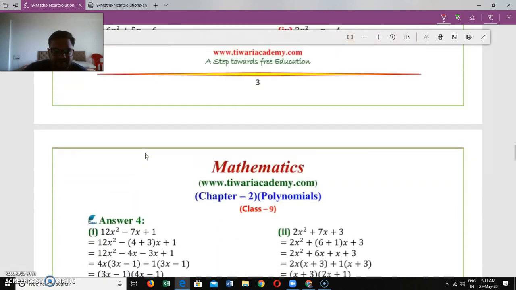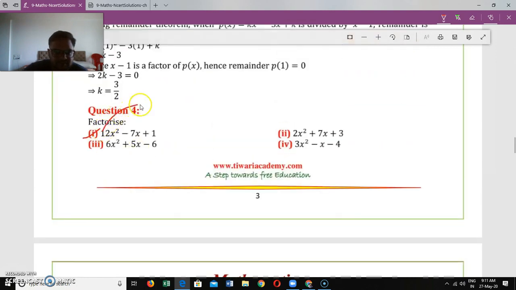As I said, we have to first multiply this 12 with this 1. So 12 ones are 12. We have to go with such factors of 12 that on plus and minus, we must get the middle term 7. So we'll say that 4 3s are 12 and minus 4 and minus 3 together give you minus 7. So in place of minus 7x, we will write minus 4x and minus 3x.